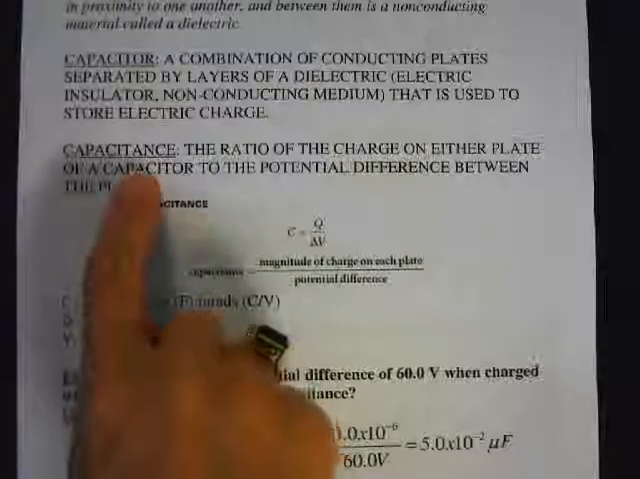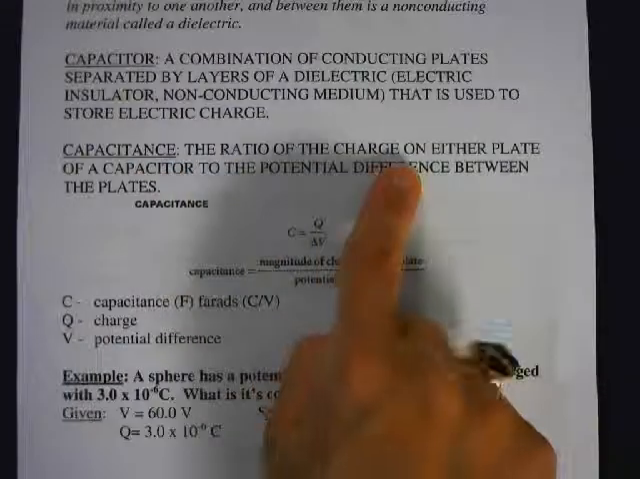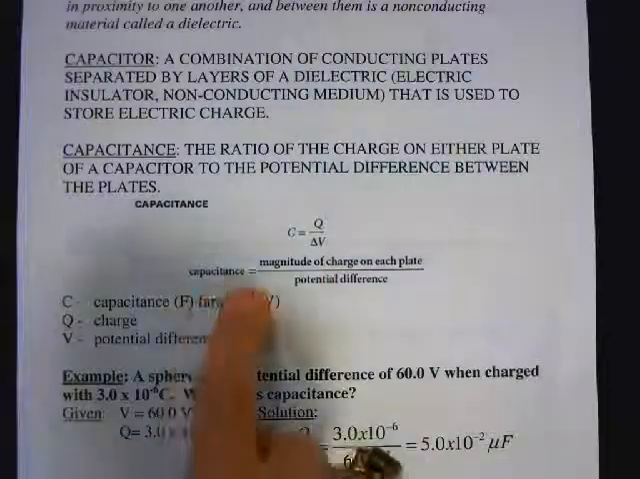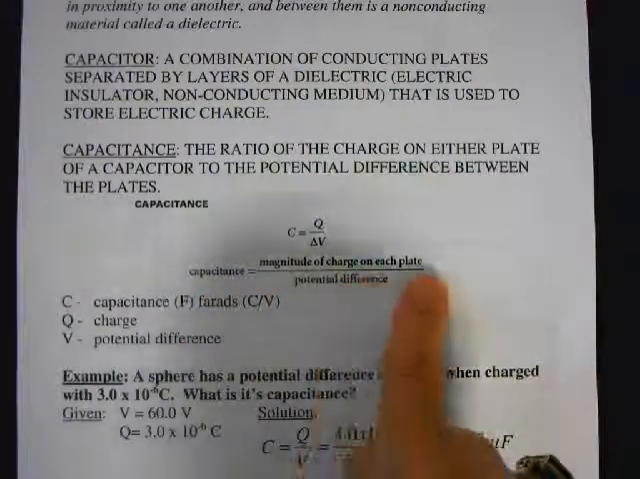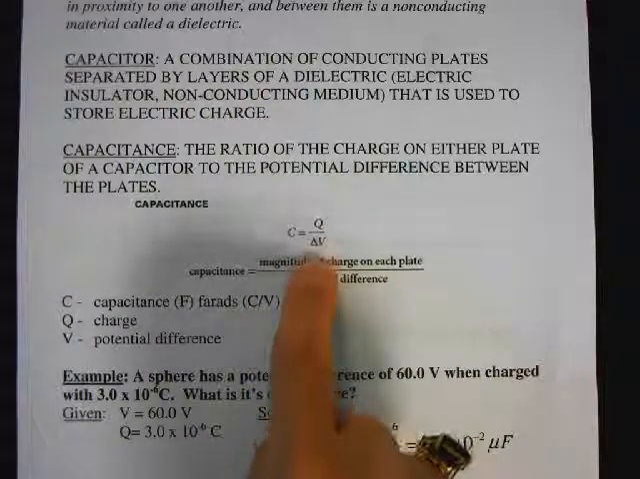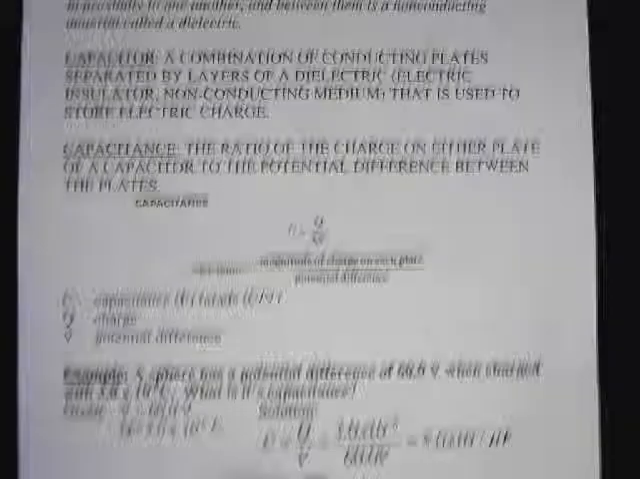We want to calculate the capacitance, again, the ratio of charge on either plate and the potential difference. We see that capacitance is equal to the magnitude of the charge on each plate divided by the potential difference. So C is equal to Q over delta V.